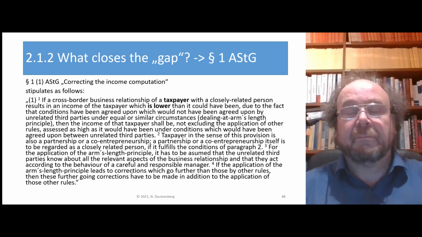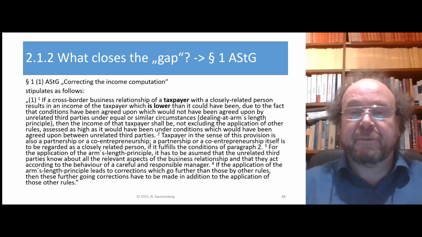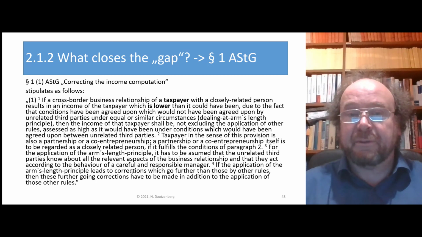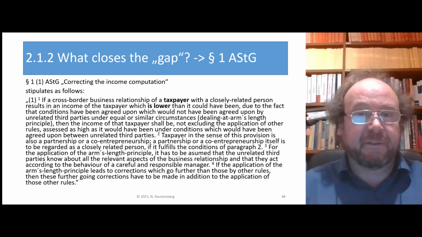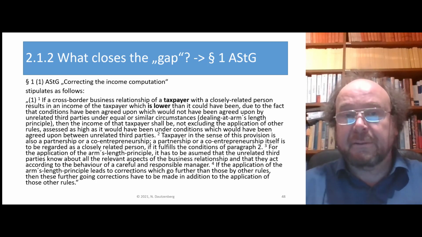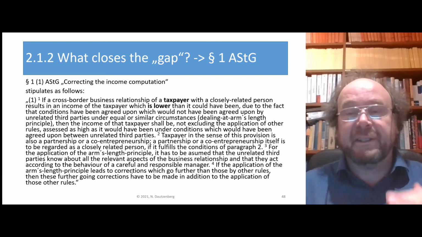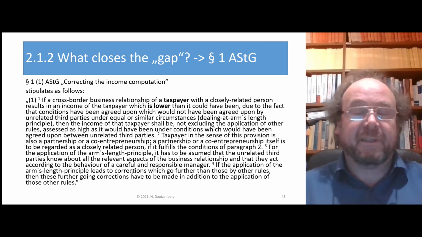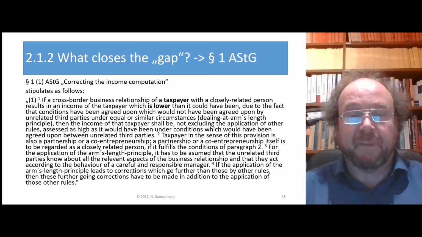Plain and simple, if the standard rules are not sufficient to correct your profit to a market conform extent, and it's still too low, then 1 AStG allows you to add up the rest until you end up with a totally market conform profit.